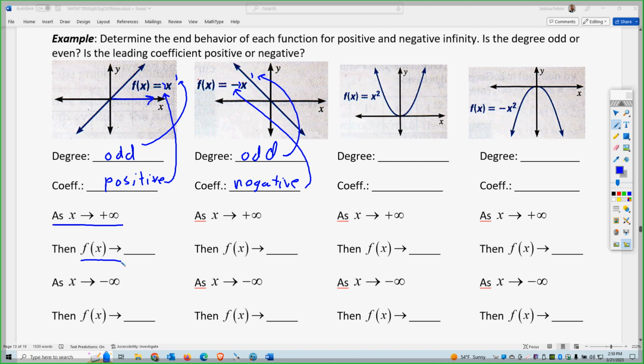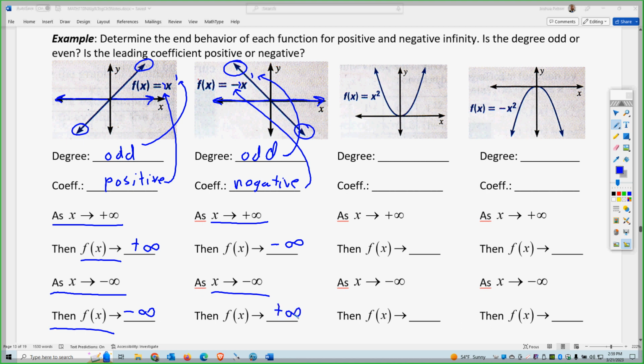What happens to the function? The function is approaching positive infinity. As x goes in the negative direction, what happens to the function? The function goes to negative infinity, correct? So that is the outcome of an odd degree positive function. If I do an odd degree negative function, what happens? As x goes in the positive direction, the function goes negative. As x goes in the negative direction, the function goes in the positive direction.